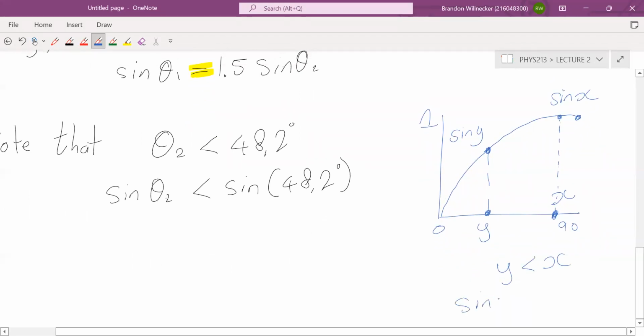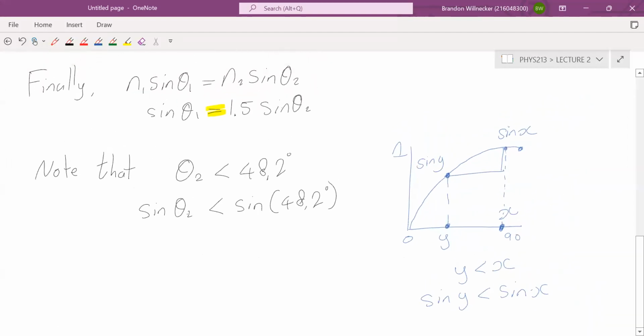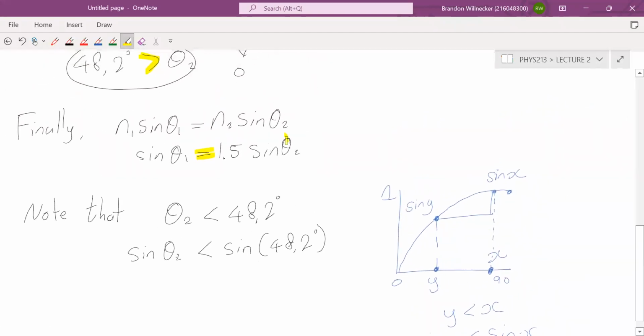then the sine of y is also less than the sine of x. Okay, because we've got this going on here. So this is for monotonically increasing functions. So it's increasing like this. If y is less than x, then the sine of y is also less than the sine of x. It preserves that inequality. Okay, which is good because this is what we wanted. We wanted sine of theta 2. Okay, so we've got a bound for that.